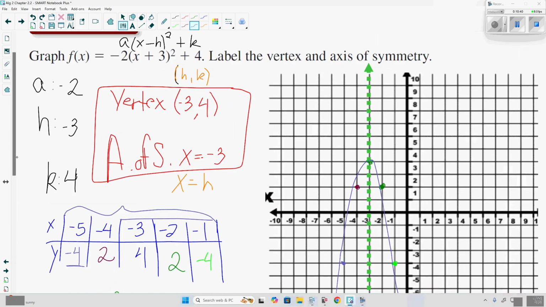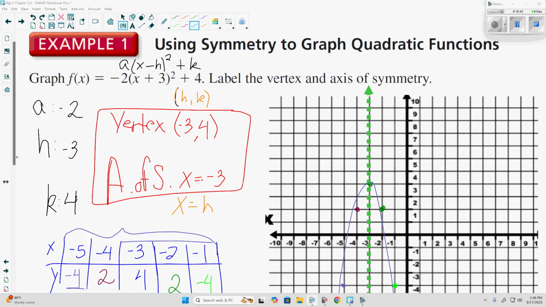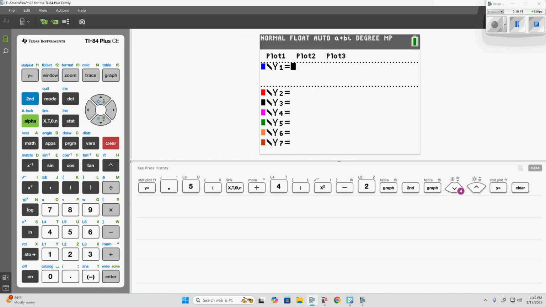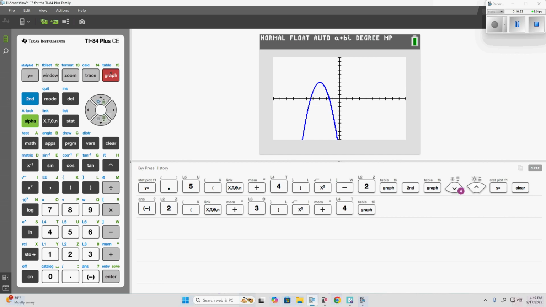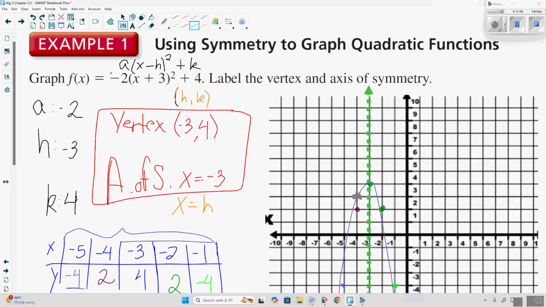Now the other way I could have gotten this graph is we could have gone in and said y equals -2(x + 3) squared plus 4. And the graphing calculator will also give us the same graph. Now the main thing is, is there a question on how we found the vertex or the axis of symmetry so far?